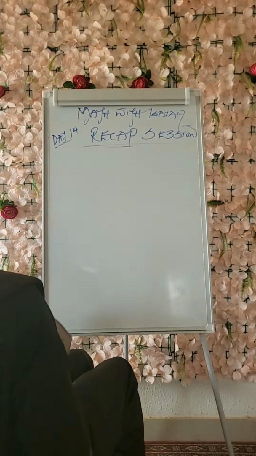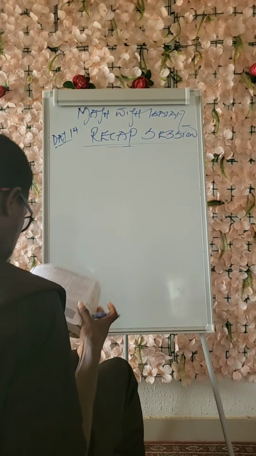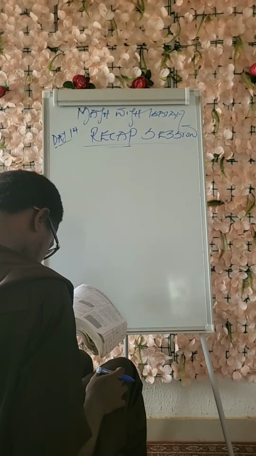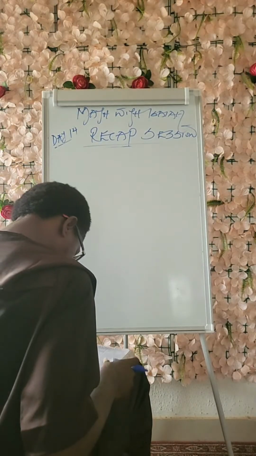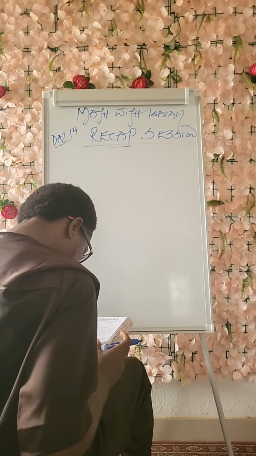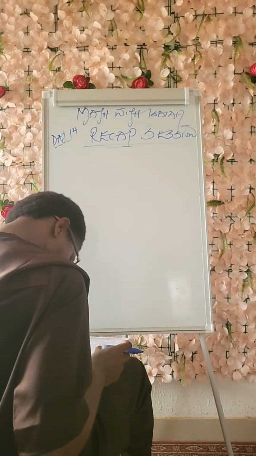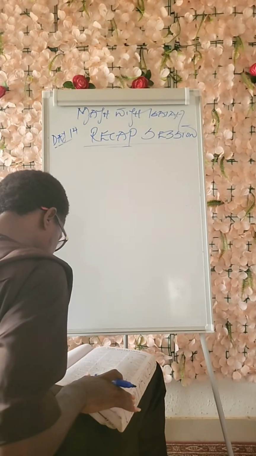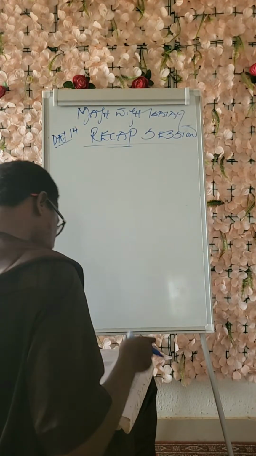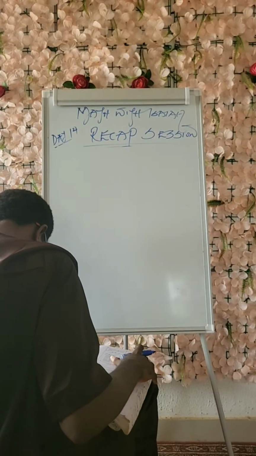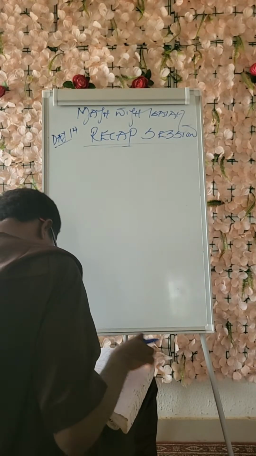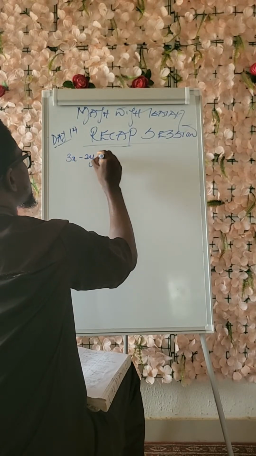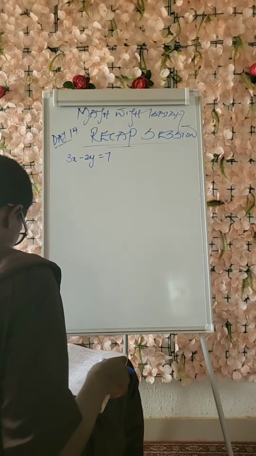Now this is another question. Oh, this is not clear. Oh, it's not clear. 3x minus 2y equals, it's not clear. I can't see it. Okay, 7. 3x minus 2y equals 7. X plus 2y equals 3.